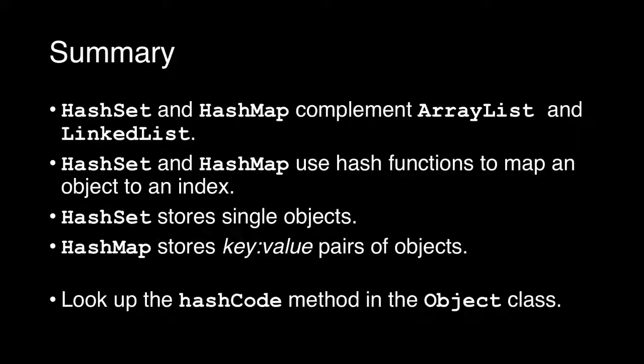In this video, we have looked at HashSet and HashMap from the java.util package as complementary data structures to ArrayList and LinkedList. Both HashSet and HashMap use the principles of hash functions to provide direct access to the data they store. HashSet stores individual objects, while HashMap stores key-value pairs. When you write a class, you actually have the option to define a hash function for its data, and you can learn more about this by researching the hashCode method of the Object class.